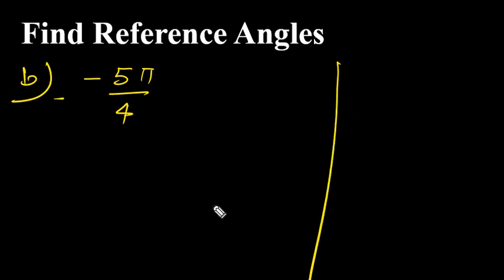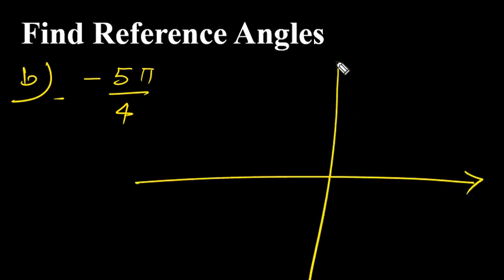Next question. In the next question you have negative 5 pi by 4. This is given in radians, so now we will use radians. If you don't know about radians, watch the previous video, where I discussed how we can convert between radians and degrees. Now first of all it is negative, so will it go clockwise or counterclockwise? It will go clockwise, right? So let me just write 0. This is your pi by 2, this is your pi, and this is 3 pi by 2. Remember?